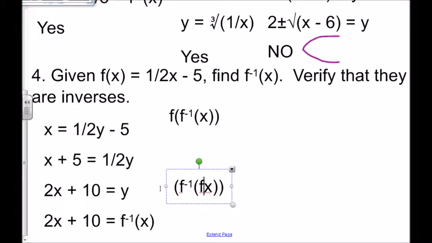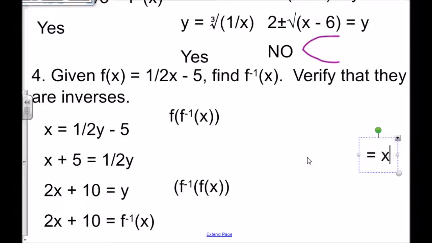That is, putting the f inverse inside and then putting the f inverse outside. Both of them have to come out with x. If they don't, they're not inverses. So basically what we're seeing is whether or not our end result is x. That is, does f undo f inverse? Does f inverse undo f and give you back whatever you put in? So let's find out.